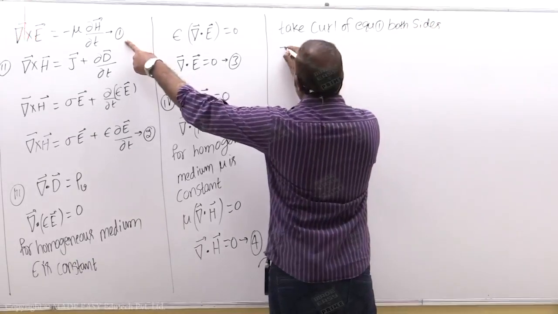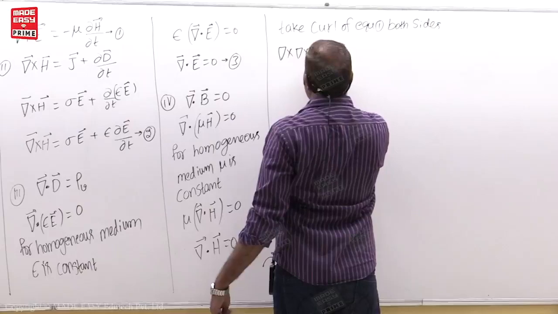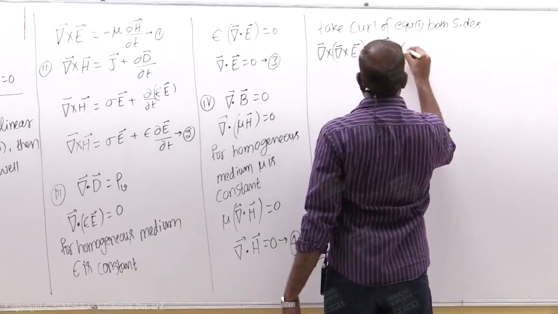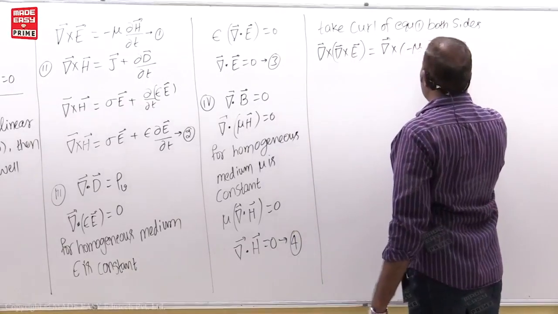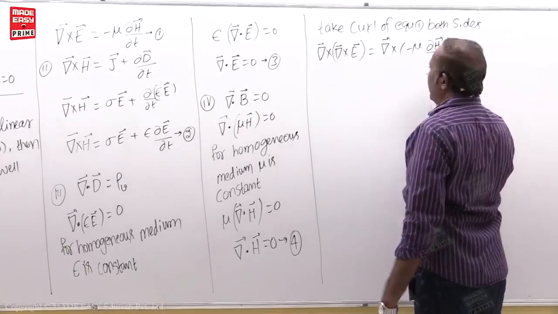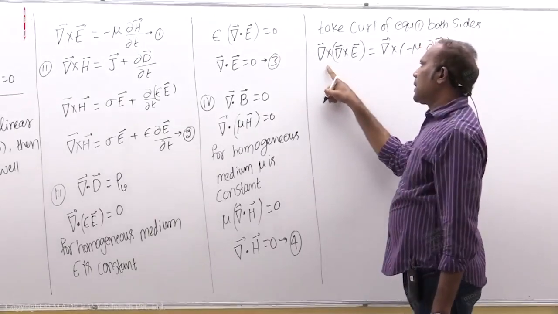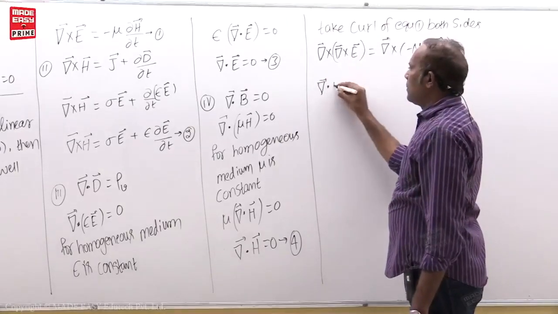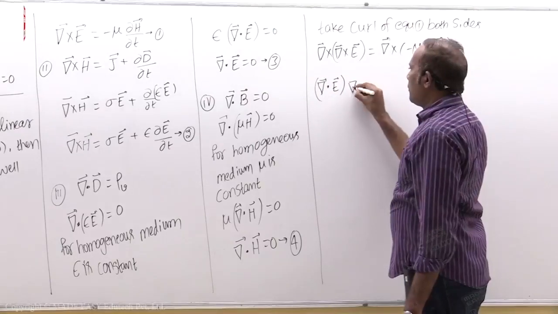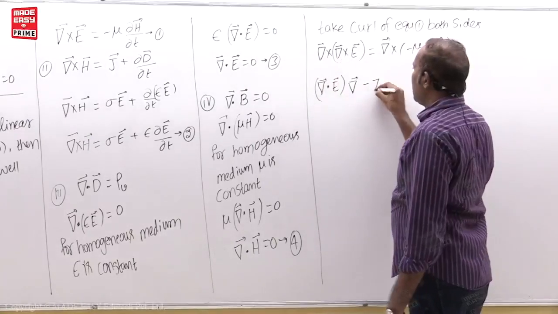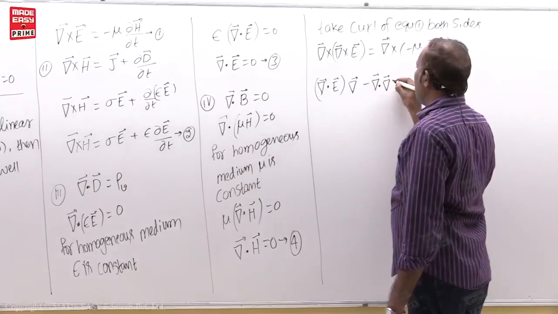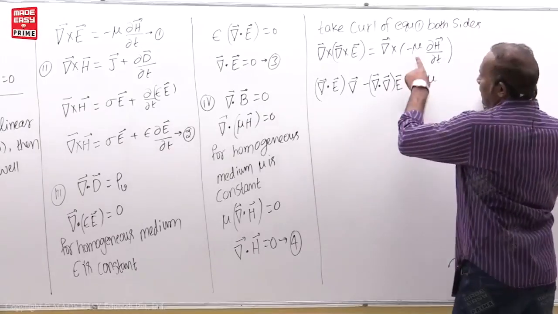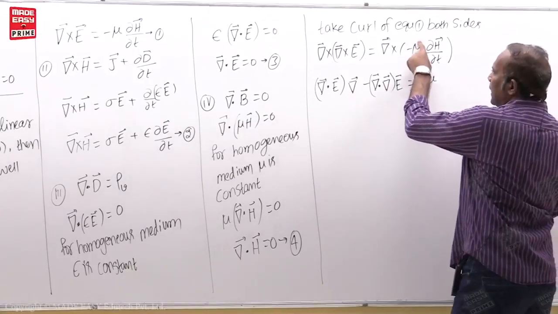Okay, now if you take curl, del cross E is equal to del cross minus mu into dou H bar by dou t. Now if we expand this like the A bar cross B bar cross C bar formula, we get del dot E bar of del bar minus del dot del bar of E bar is equal to minus mu, because for a homogeneous medium mu is constant, it can come out of the del.